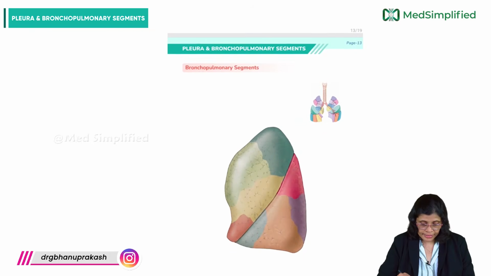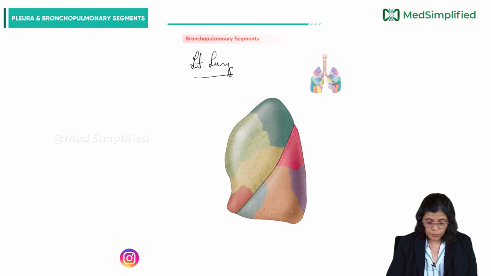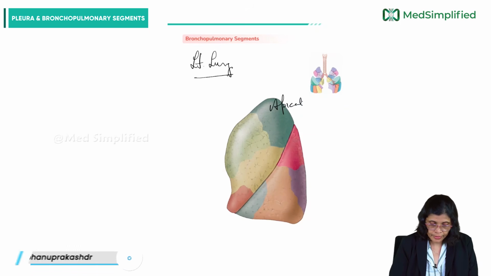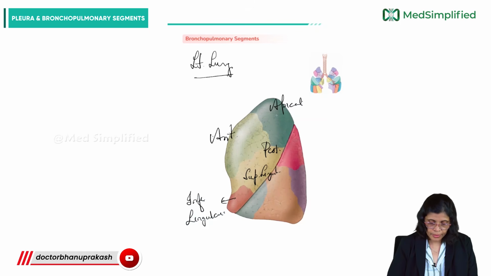Similarly, when we see the left lung, it will have 2 lobes, the superior and the inferior. In the superior lobe we see the apical, anterior and posterior, then the superior lingular and inferior lingular. So there are 5 segments in the superior lobe.